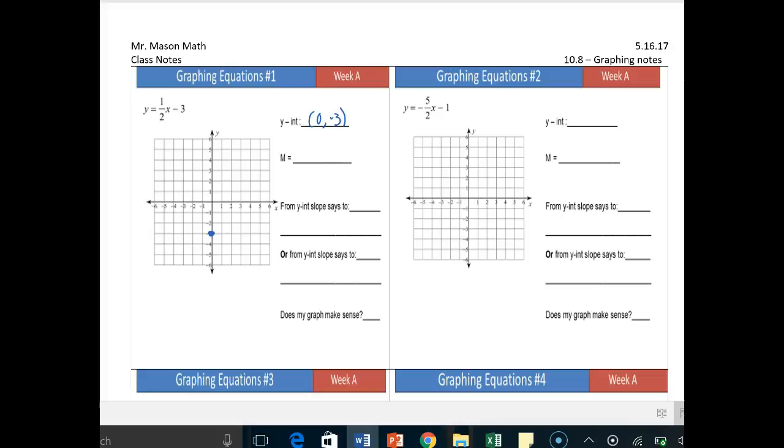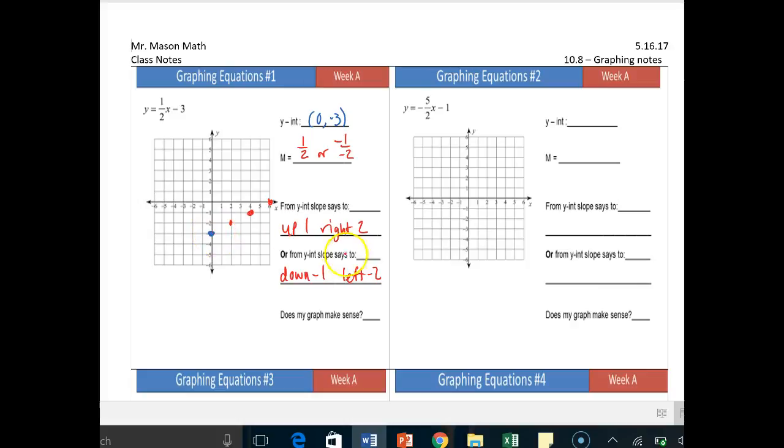Our slope is either +1 over +2 or -1 over -2. So we can move up +1 and right +2, and we can also move down -1 and left -2. From this point, I'm going to start doing up 1 and right 2 until I run out of space. So up 1, right 2, up 1, right 2, up 1, right 2. The axis counts as a line, so don't skip it.